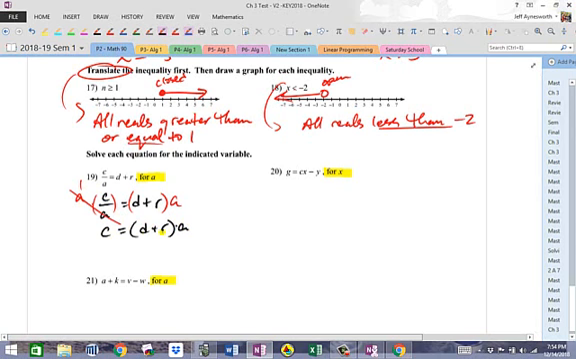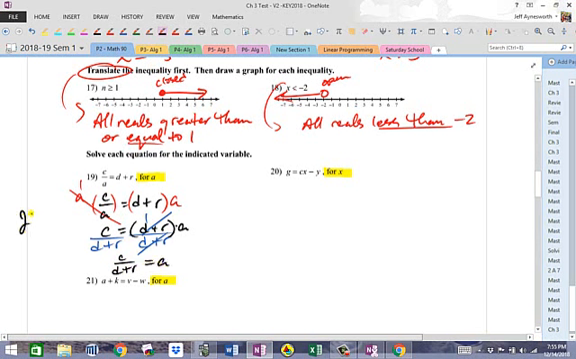Well, it says times a, so to solve for a, you got to cancel out this binomial d plus r. So just simply divide by it. Anything divided by itself is 1. So your end result is c divided by d plus r is equal to a. It's a two-step procedure.